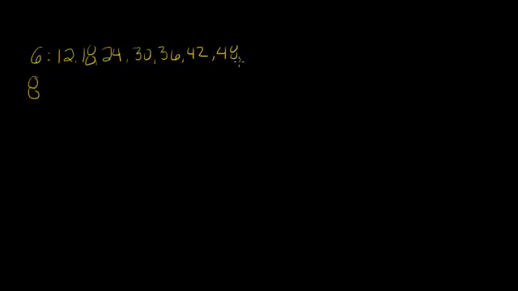So let's say we want to find the least common multiple of, let's go with 6 and 8. Well, what I could do is list the multiples of 6. So for 6 I would have 12, 18, 24, 30, 36, 42, 48, and let's go one more, 54.